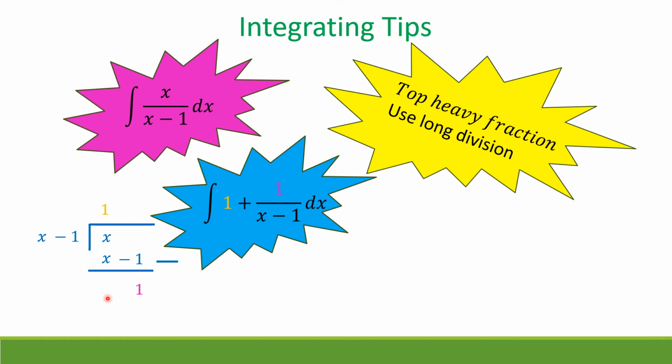Now we write this as my quotient, which comes here at the front, and my remainder 1 gets written as the fraction. So what's left over?